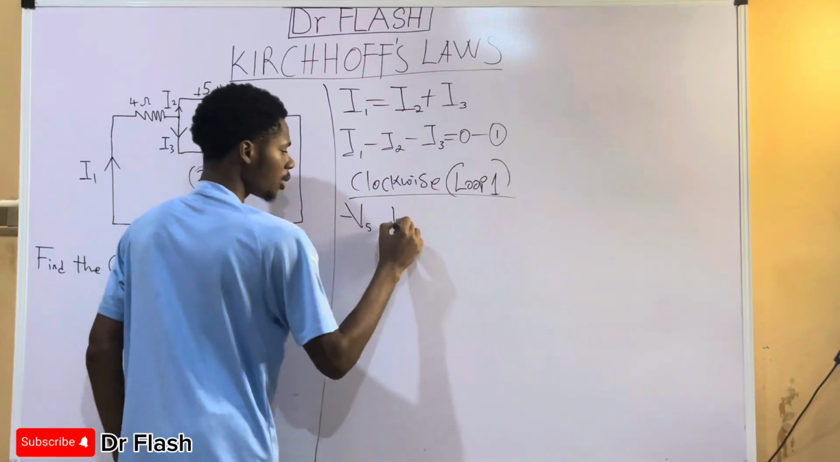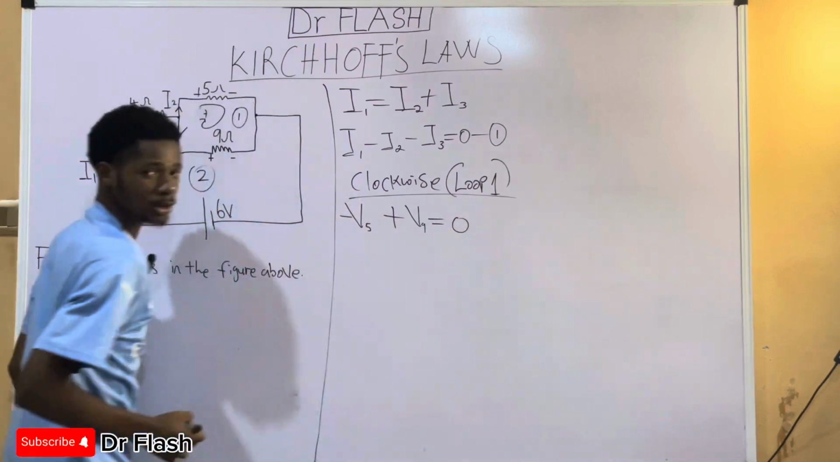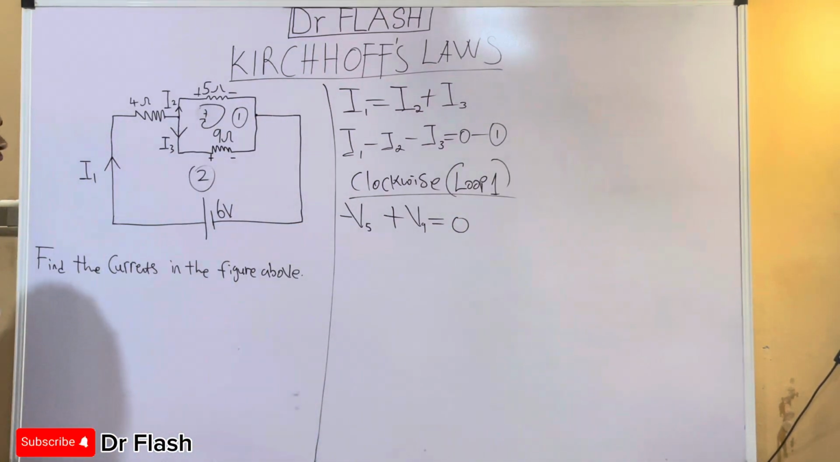So I'm going to have plus V with a subscript of 9 and then is equal to 0. Why is it equal to 0? There is no other element here to account voltage for. Okay, so it is that easy.